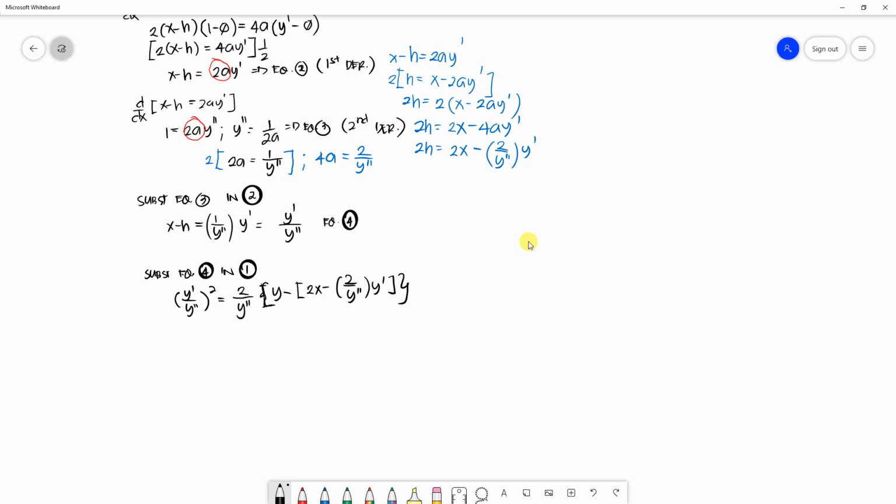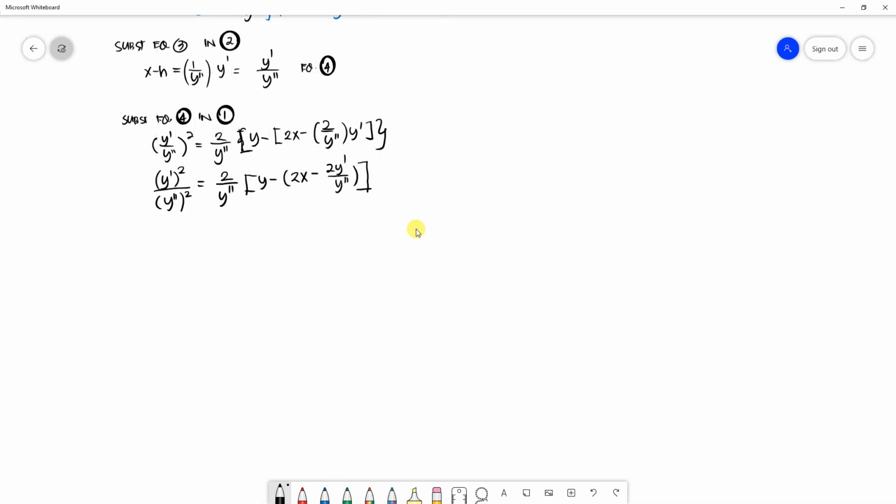So, simplifying this, so we have y prime na naka-squared over y double prime na naka-squared. We have 2 over y double prime. So, ito, sisimplify natin. Simulan natin sa loob ulit. So, we have y minus 2x minus, so we have 2y prime over y double prime. Okay, next, get the LCD. We have 2 over y double prime, y minus, okay, LCD nito is y double prime. So, I have 2x y double prime minus 2y prime.